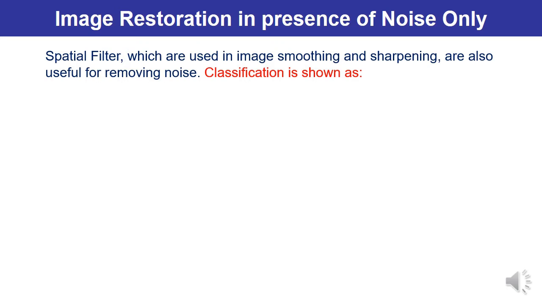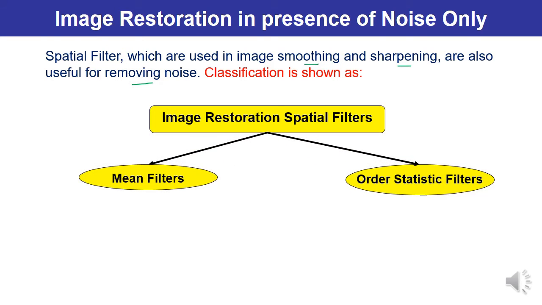Special filters which are used in image smoothing or sharpening are also useful for removing noise. You must be able to recall the filters which you have studied for image smoothing and sharpening. So classification can be done in two categories broadly: mean filters and order statistic filters. First category is mean filter, second is the order statistic filters.